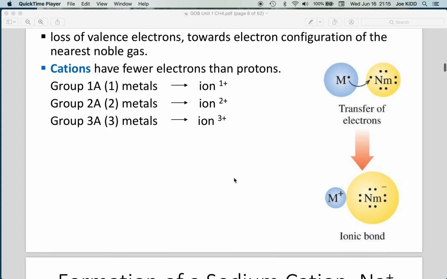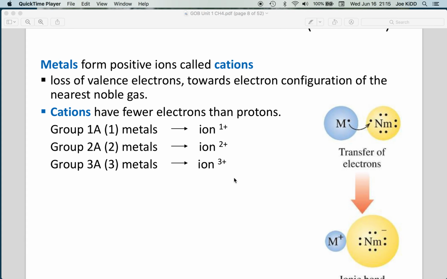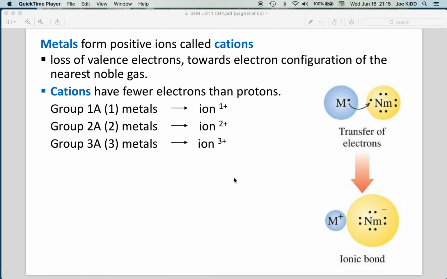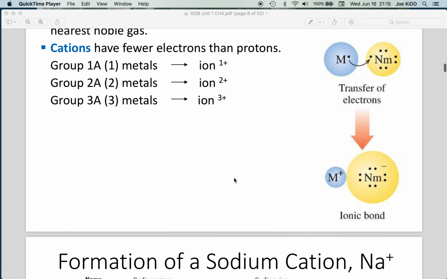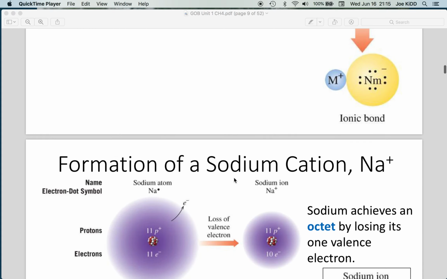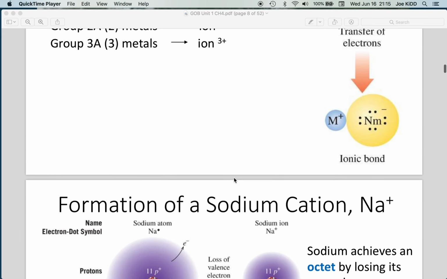Now, when we get into the transition metals, they can actually lose a lot more than 3 electrons, and we'll talk about that. I'm not going to go into too much detail with it, and you'll be able to do more of that in your reading, but we'll look at it.